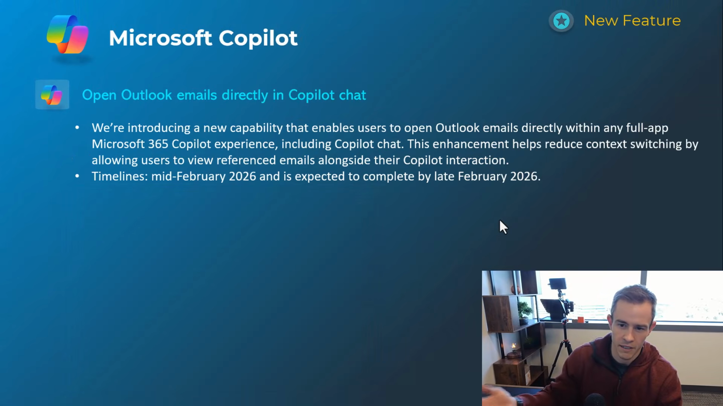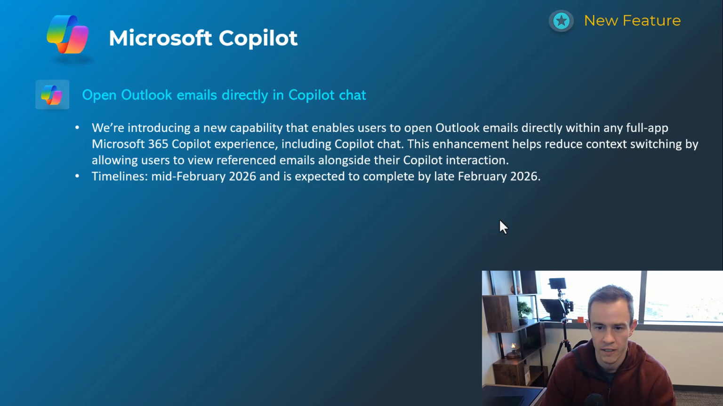This will happen late January and be complete by early March. Next one here I like actually because this is helpful to not context switch between looking at an email going back to Copilot chat. They're going to allow you to open Outlook emails directly within Copilot chat. This will happen mid-February and be complete by late February.